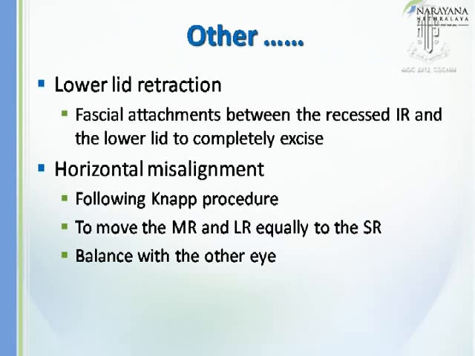The other problems are lower lid retraction. So as said earlier, clean the fascial attachments very well so as to prevent the lower lid from sagging. Horizontal misalignment can also happen. So you need to be very sure, clear the attachments. Secondly, when you shift the medial and the lateral rectus, it has to be done equally and properly to the superior rectus.